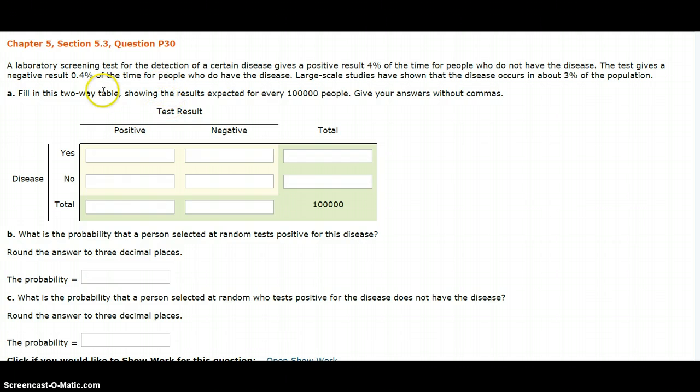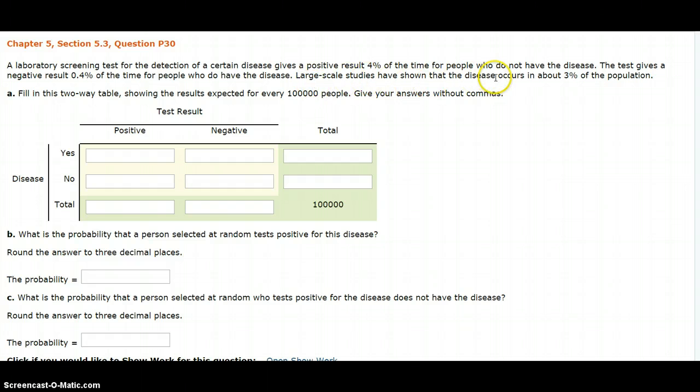Okay, so we have this lab screening test. It gives a positive result 4% of the time for people who do not have it. In other words, this is a false positive. So of 100 people that do not have the disease, they all take this test. About 4 of them are going to show up as having the disease, even though they don't. So false positive. False negative, 0.4% of the time. So of 1,000 people with the disease, 4 of them will show up as not having it, even though they do.